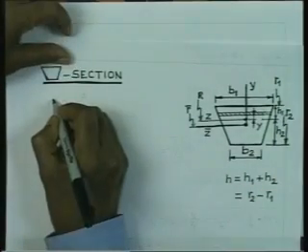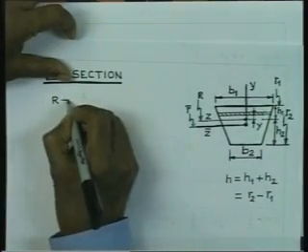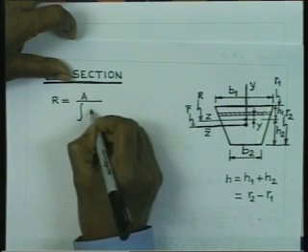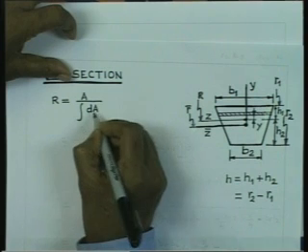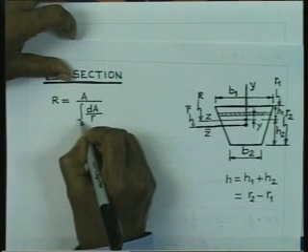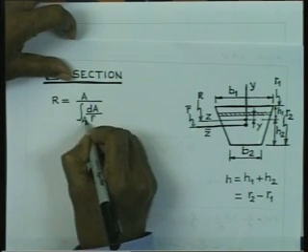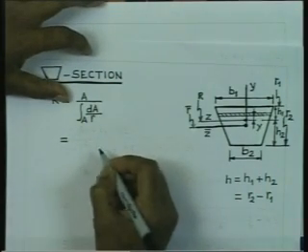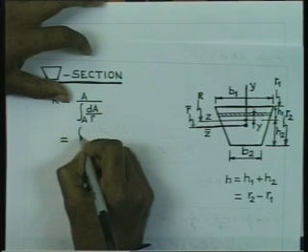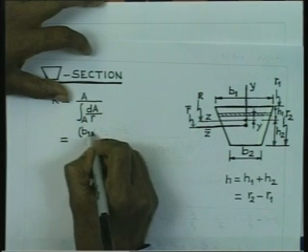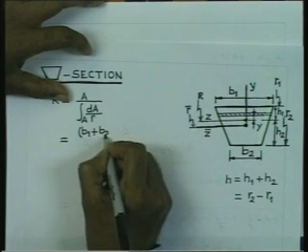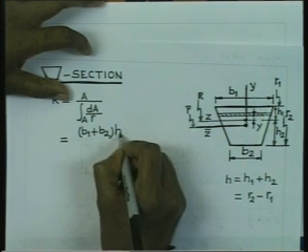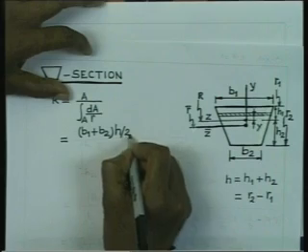We start with the formula R equal to A by the integral dA by r over the whole section. Now, the cross sectional area is nothing but B1 plus B2 by 2 into H, or B1 plus B2 into H by 2, that is the cross sectional area.